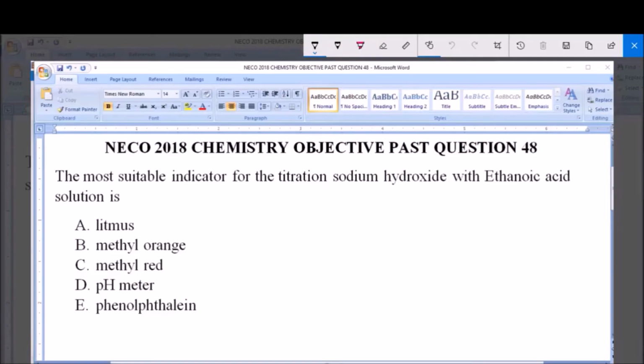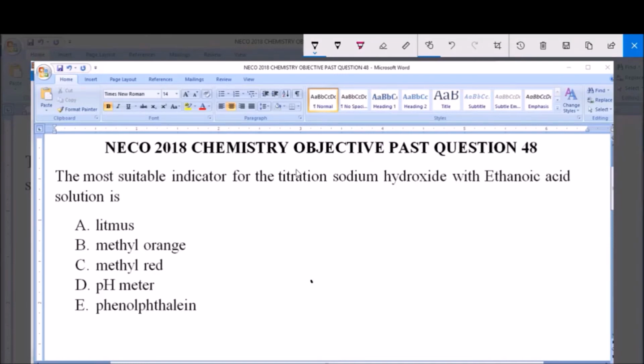Good day and welcome. I will be answering NECO 2018 Chemistry Objective Past Question 48. The most suitable indicator for a titration of sodium hydroxide with ethanoic acid solution is: A. Litmus, B. Methyl orange, C. Methyl red, D. pH meter, and E. Phenolphthalein.